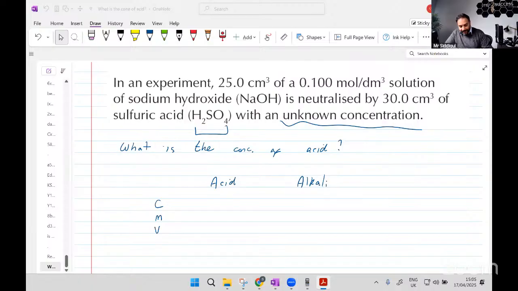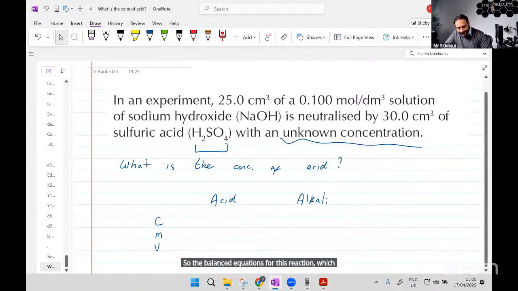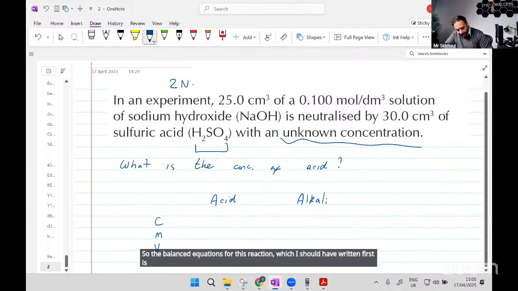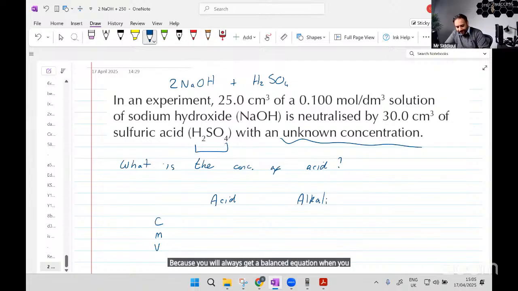So the balanced equation for this reaction, which I should have written first, is 2NaOH, because you will always get a balanced equation when you do these questions, because you need it, as you'll find out.